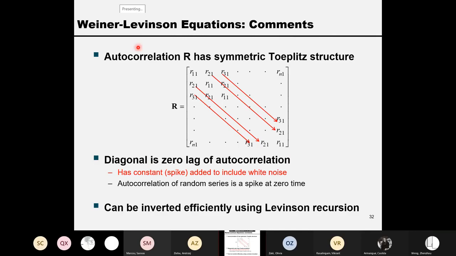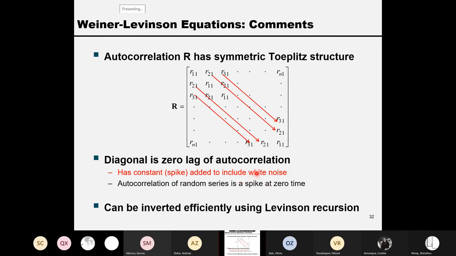So if you stabilize this by adding noise to the data, we call it pre-whitening. You only need to add some value to the main diagonal, because for the other, non-zero time lags, the autocorrelation of random noise is zero. So you only have the zero lag of the autocorrelation as non-zero white noise, okay? So adding something to the main diagonal really means you're adding white noise.